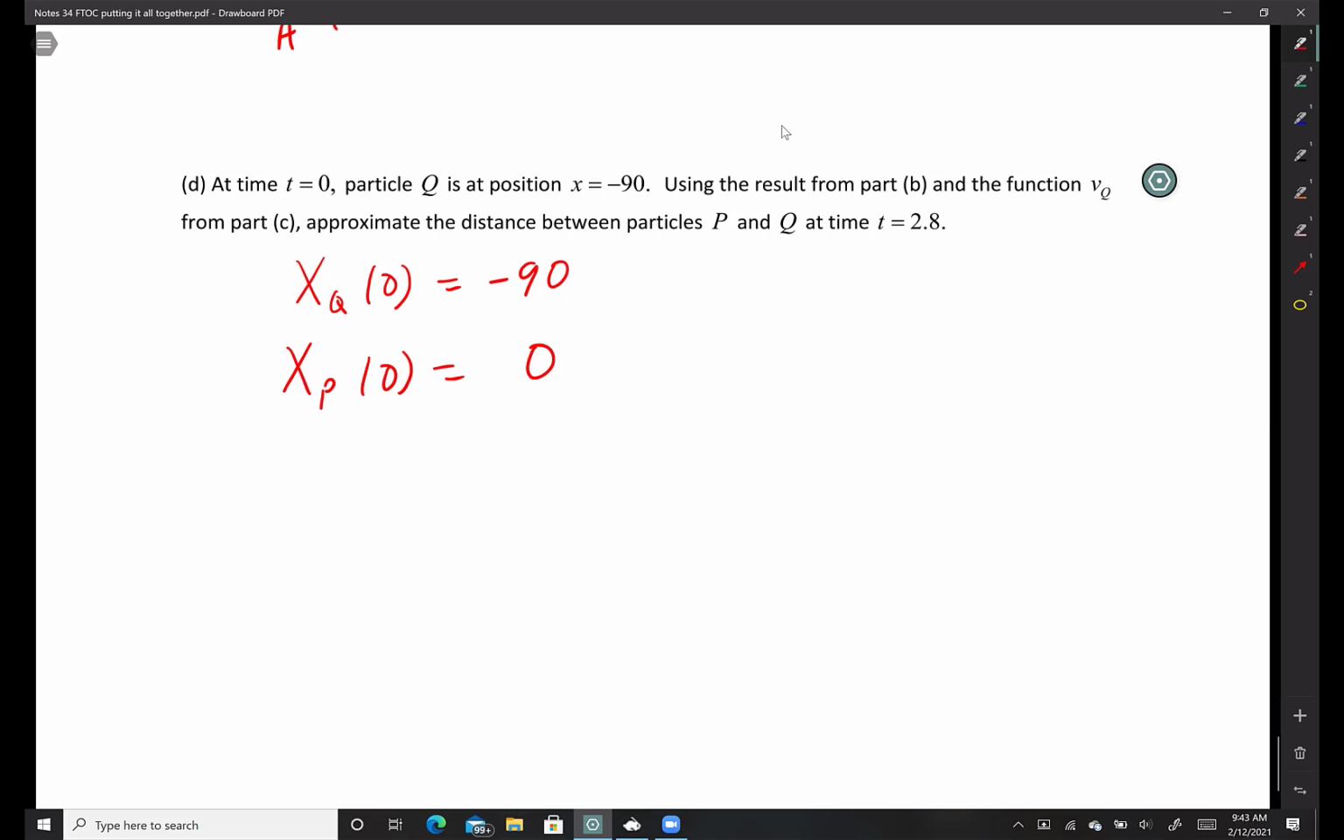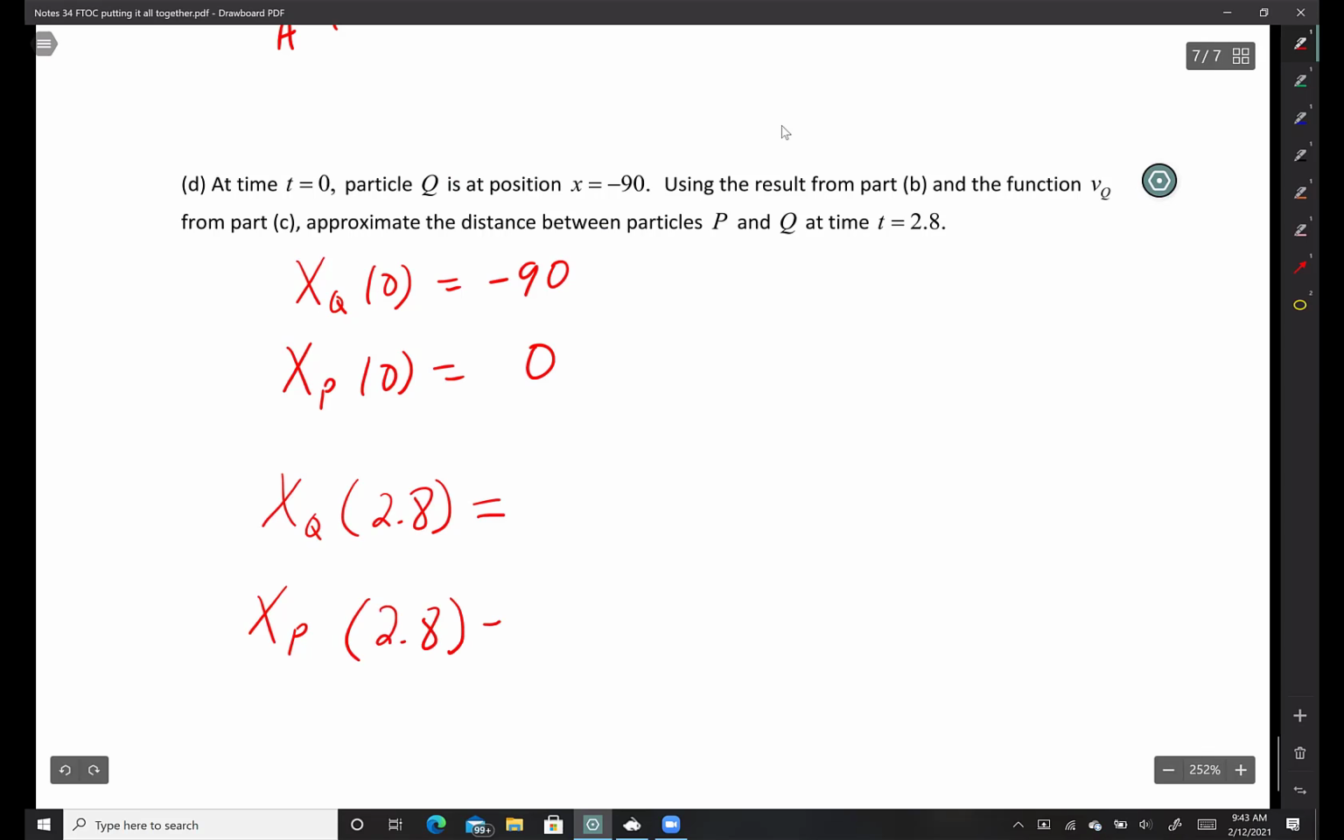Look at this, this question keeps popping up over and over again. They want to know where X of Q is at 2.8, and where particle P is at 2.8. They're not asking for where they are, they're asking for the distance between them. So I'm going to find these values, and then subtract the difference to see how far apart they are. Does that make sense to you guys?